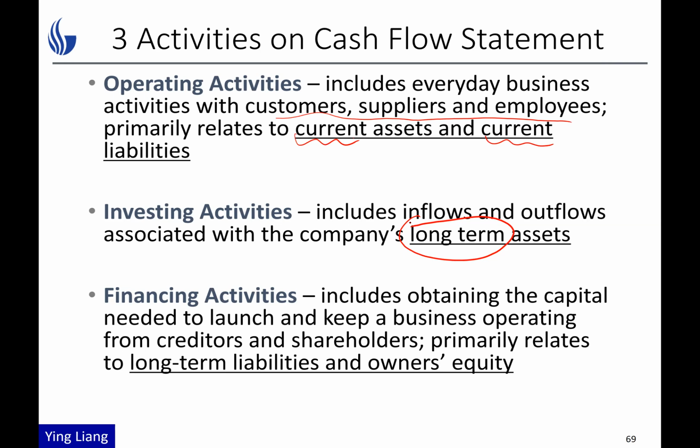Financing activities include obtaining the capital needed to launch or keep the business operating from creditors and shareholders. If you look at these activities and the related accounts on the balance sheet, they relate to long-term liabilities, like long-term loans and debt, and owner's equity, which is the last part of the accounting equation: common stock, preferred stock, and of course dividends.